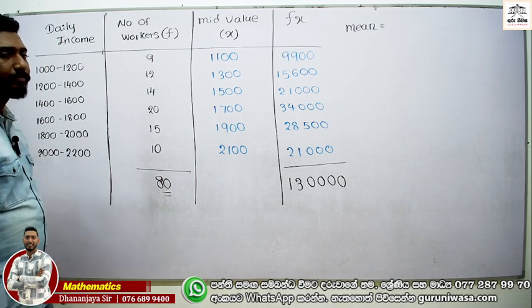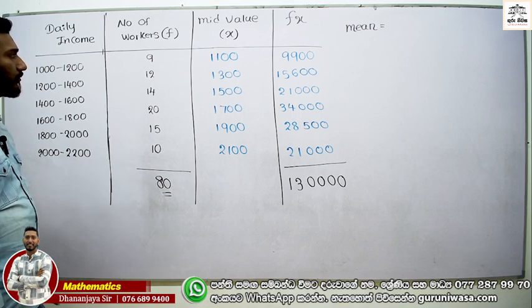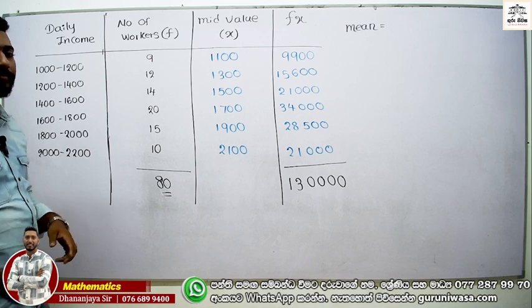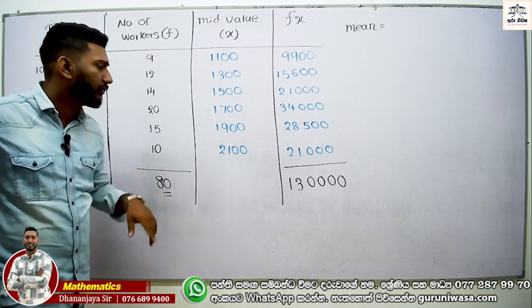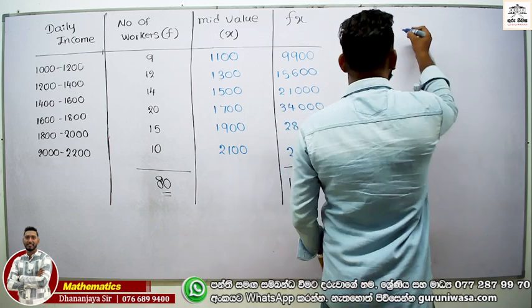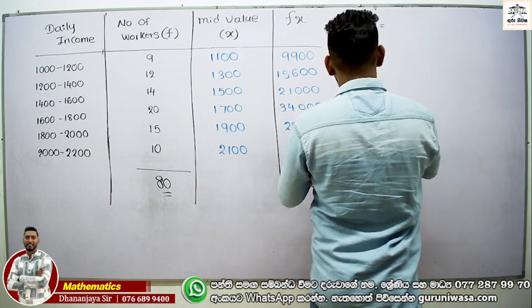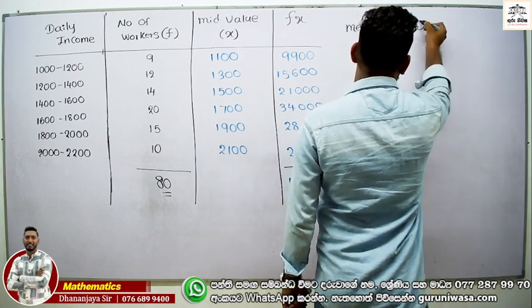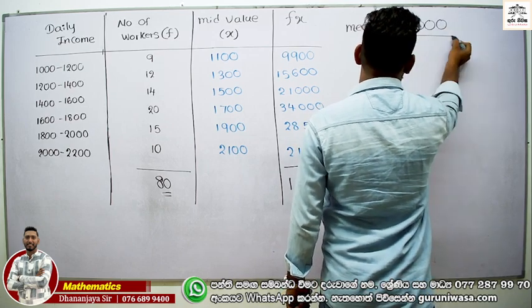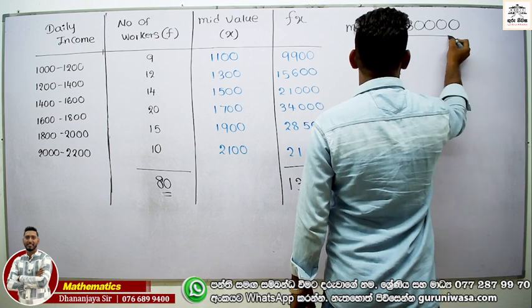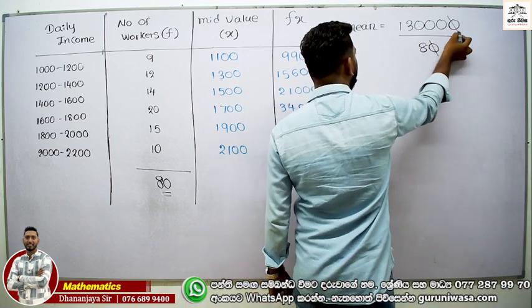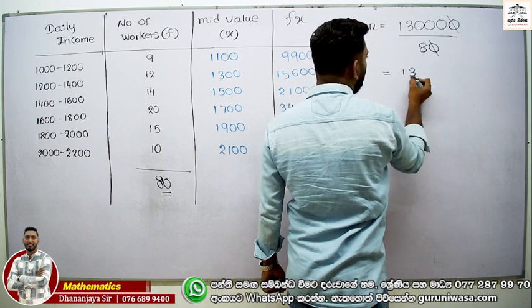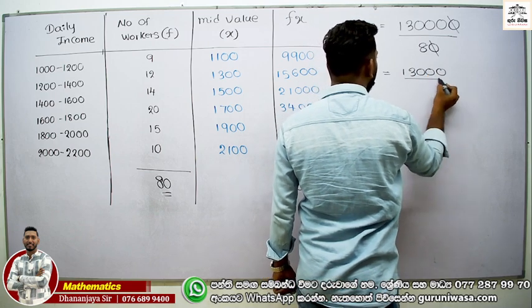Is that 80? Yes, sir. Now listen. The mean is 130,000. It's like the average: 130,000 divided by the 80. Now remove the 0 and 0. Now 13,000 divided by the 8.